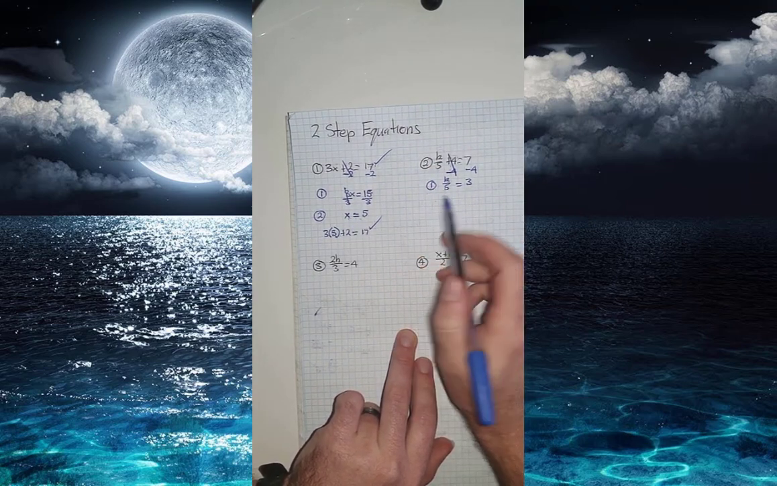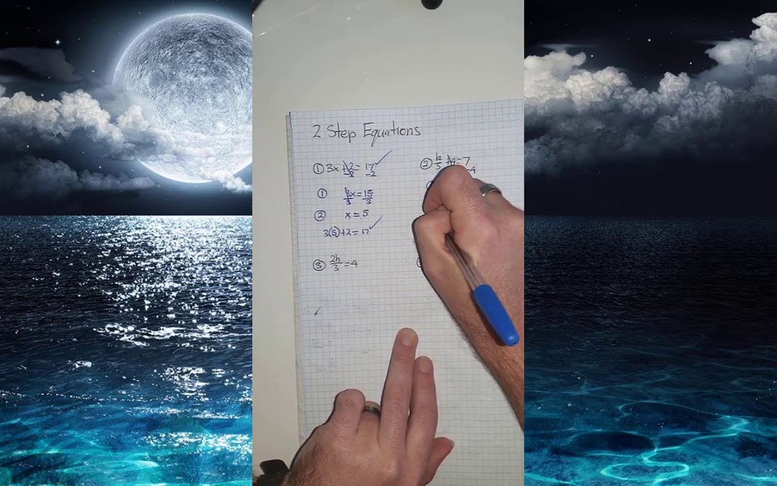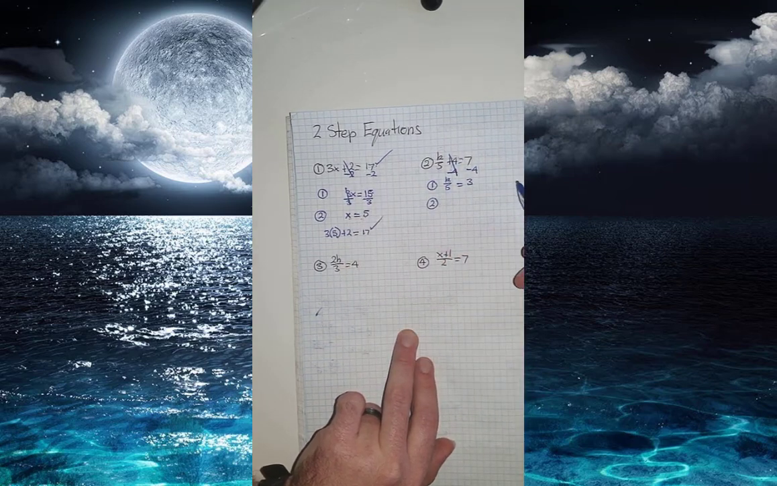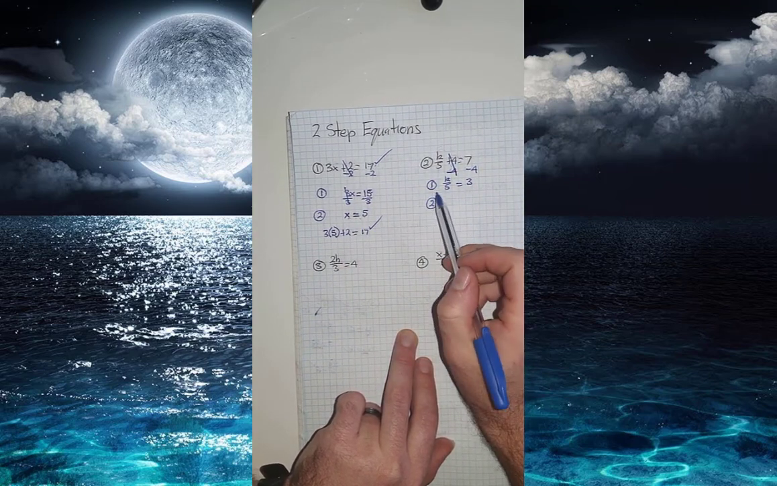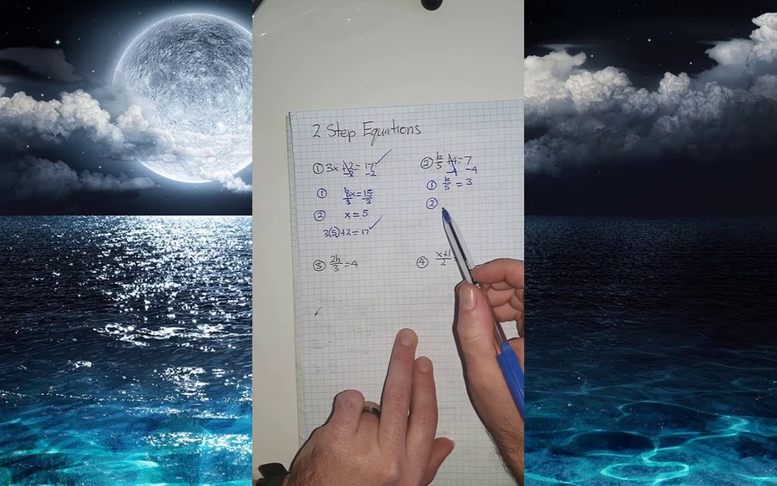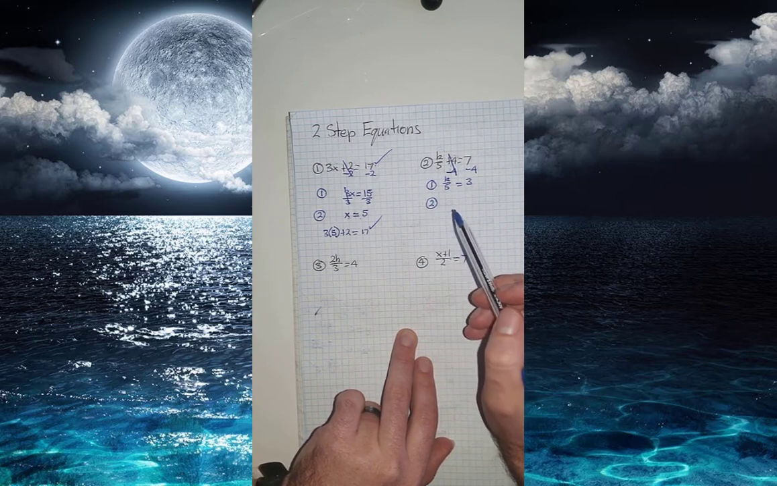Again, see how I'm labeling my steps? This is a two-step equation. I'm labeling my steps so I can track my thought process. This is how your books or folders should look.